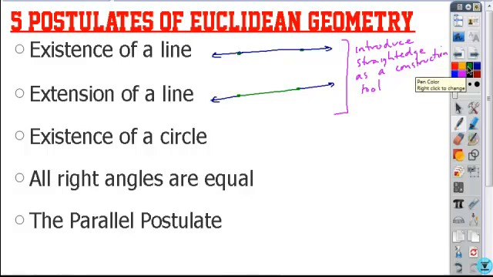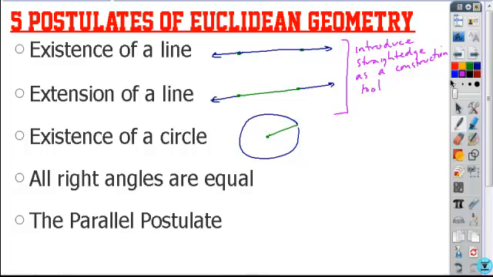Okay, the third postulate, and you do need to know the order of these 2, so you need to be able to write these in order. The third postulate is existence of a circle, and what that states is if you have a fixed point and a given distance, that there does exist a circle that has the properties of that fixed point as the center and the given distance as the radius.